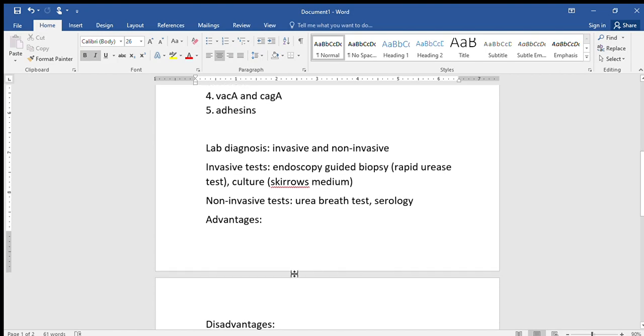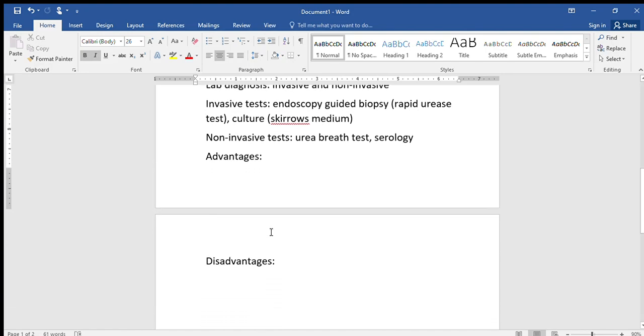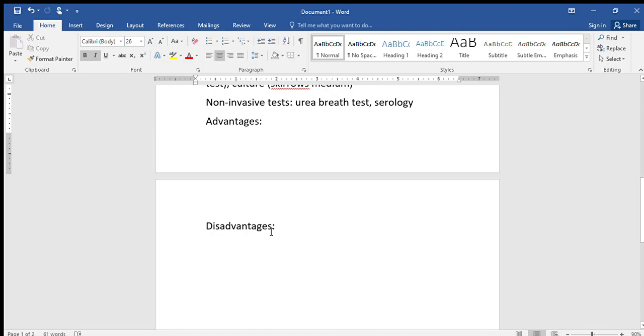Now regarding the advantages, this bacteria is found to be protective against gastroesophageal reflux disease. And we know that long-standing gastroesophageal reflux disease can lead to Barrett esophagus. Barrett esophagus is of course the most common cause of adenocarcinoma of the esophagus. And in some allergic disorders like asthma, it is also found to be protective.